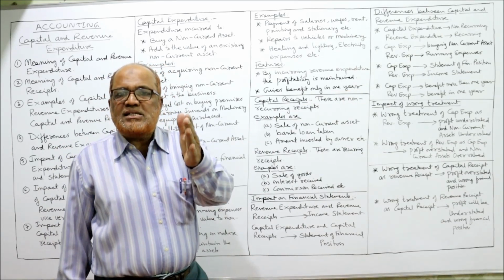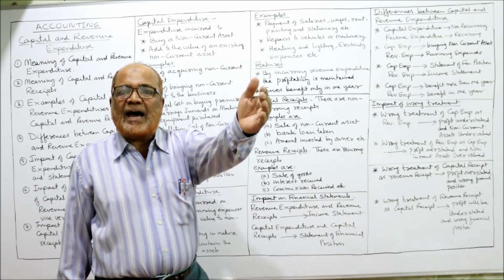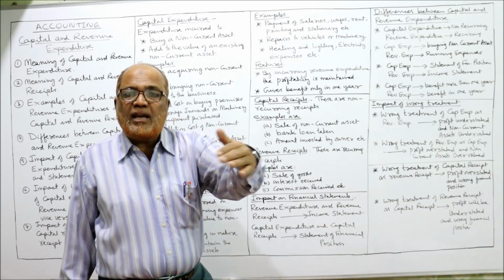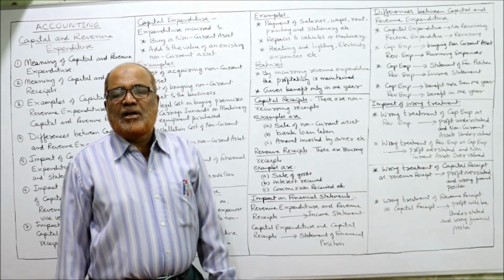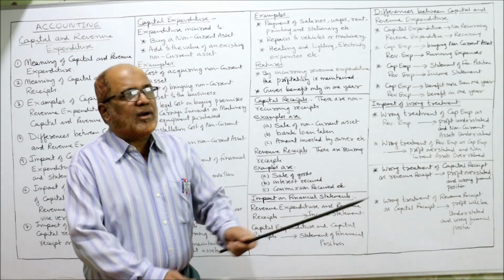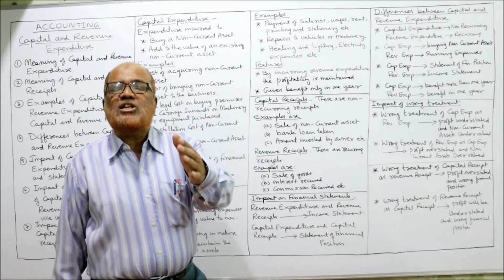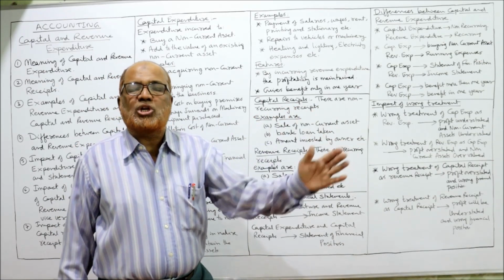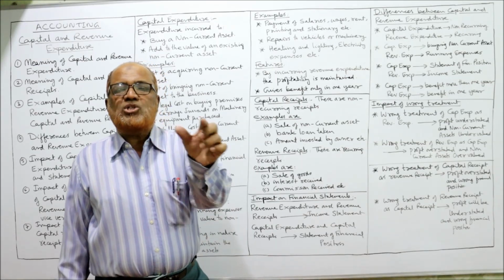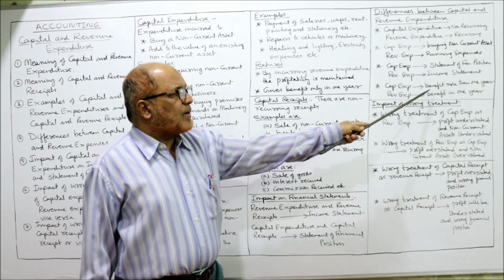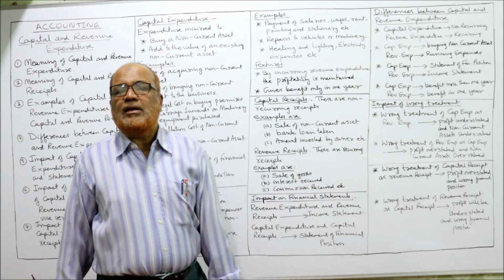Capital expenditure is incurred on buying a non-current asset, and revenue expenditure is incurred for running the day-to-day expenses. The running day-to-day expenses are called revenue expenditure. Then capital expenditure will be taken in statement of financial position. Revenue expenditure will be taken in income statement. Then last one, capital expenditure benefit for more than 1 year.